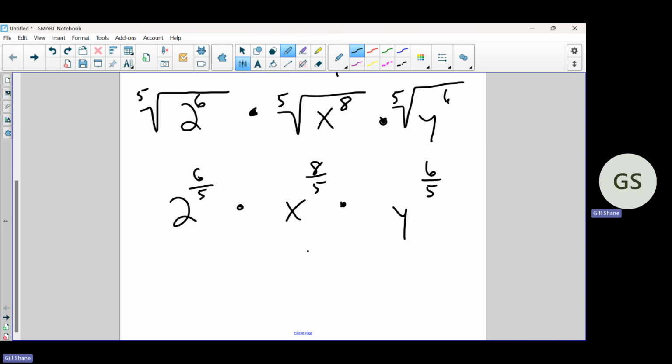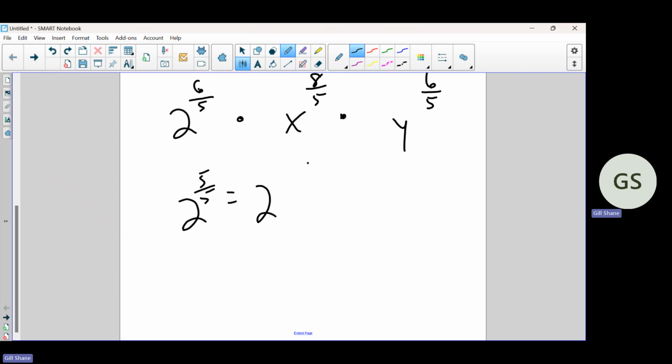I can now make this into, how am I going to show this? Basically, if we have 2 to the 5/5, that equals 2. It's 2 to the first power. So what we sort of have now, I don't think I explained it this way in class, but I'm going to go ahead and do it here. Maybe that's why we didn't get it right, because I didn't explain it this way in class.